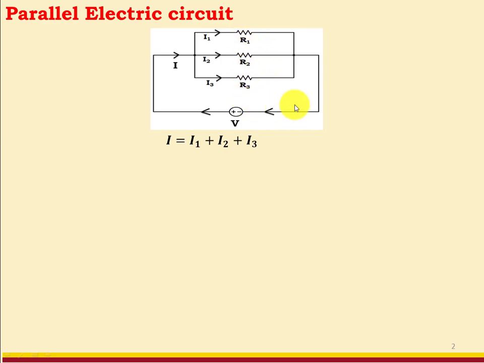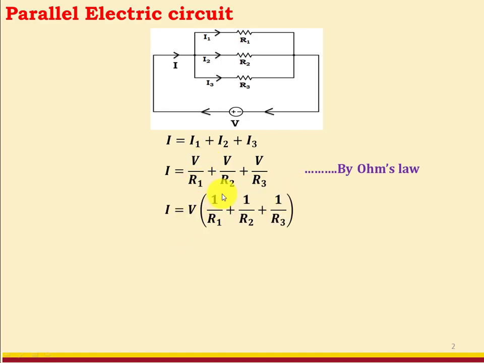Now we can express I1, I2, I3 in terms of supply voltage V and resistances R1, R2 and R3. So we can use Ohm's law for that. We can write I1 as V by R1, I2 as V by R2, I3 as V by R3 by Ohm's law. Now we can take the term V common. So I is equal to V times (1 by R1 plus 1 by R2 plus 1 by R3).